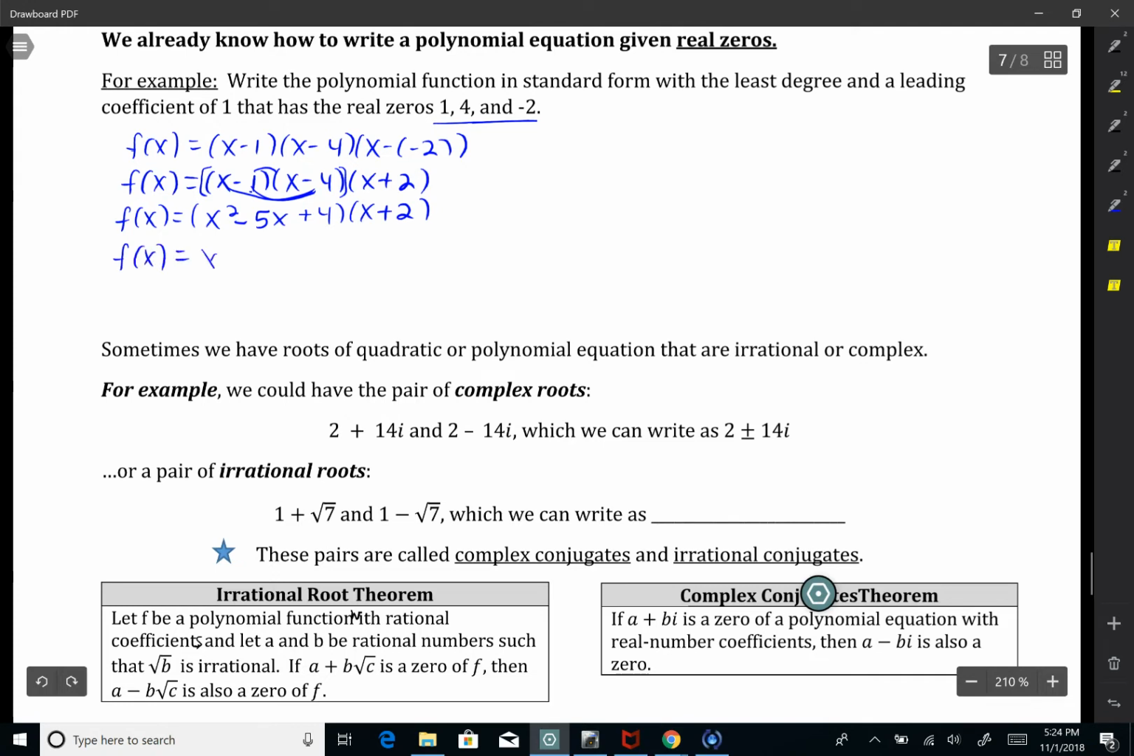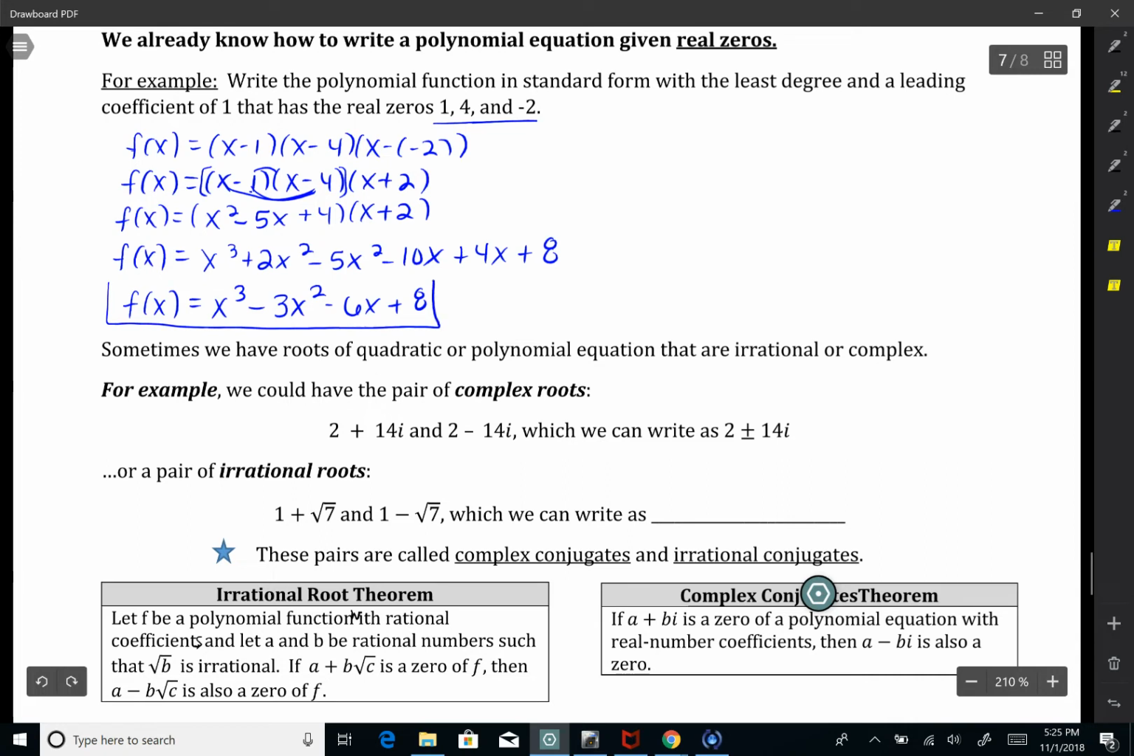Distributing my x squared gives me x cubed plus 2x squared. Distributing my -5x gives me a -5x squared minus 10x. And finally, distributing my 4 gives me a +4x plus 8. And I'm almost to standard form. I just need to combine like terms and make sure my exponents are in descending order. I have x cubed, and then 2x squared minus 5x squared is -3x squared. -10x plus 4x is -6x, and then plus 8. Sure enough, my exponents are going from highest to lowest, and I'm all multiplied out in standard form.